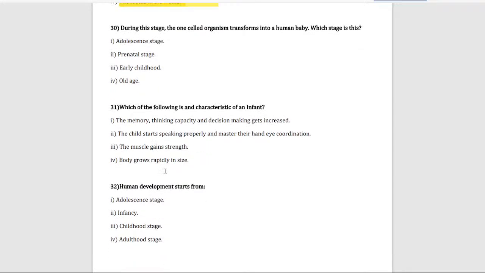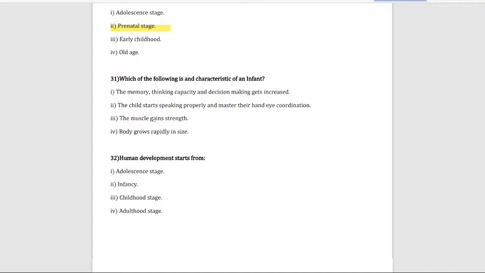Question number 30. During this stage, the one-celled organism transforms into a human baby. What stage is this? First, adolescent stage. Second, prenatal stage. Third, early childhood. Fourth, old age. And the correct answer for this question is second, that is prenatal stage. The prenatal stage is the one in which the one-celled organism transforms into a human baby.